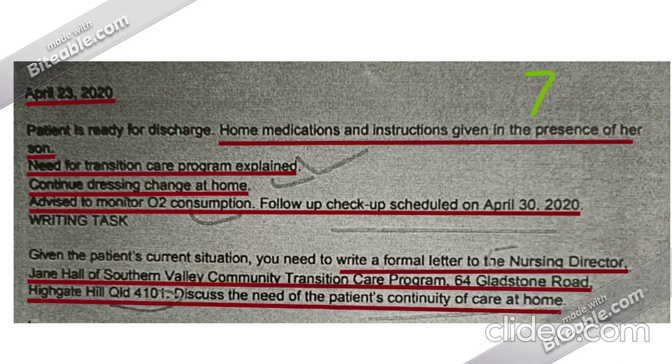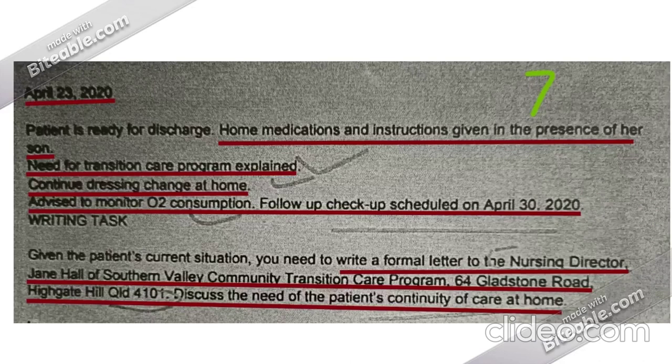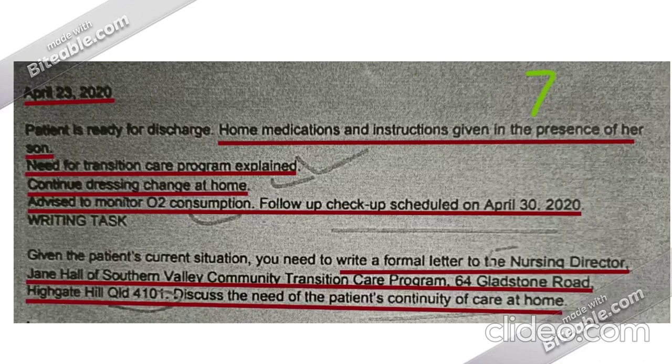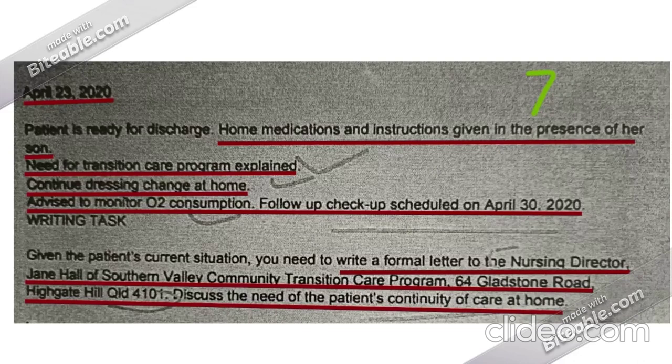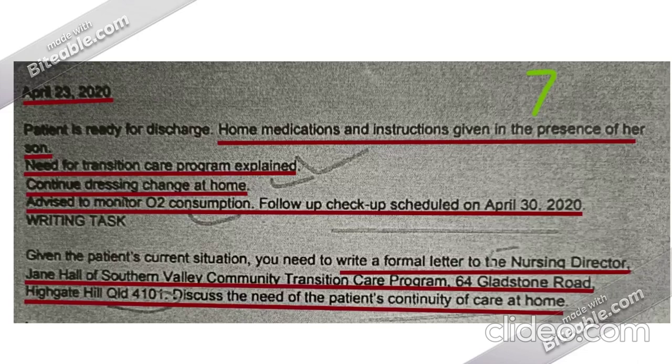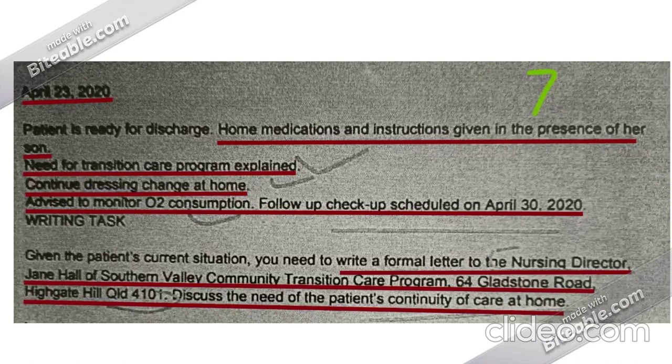Again, April 23, 2020, this is the letter date. Patient is ready for discharge. Home medications and instructions given in the presence of her son. Okay, that one you have to note out. In addition, the need for transition care program is already explained. Then you can see that here they have mentioned nursing management, but the discharge plan and the recommendation is already given here.